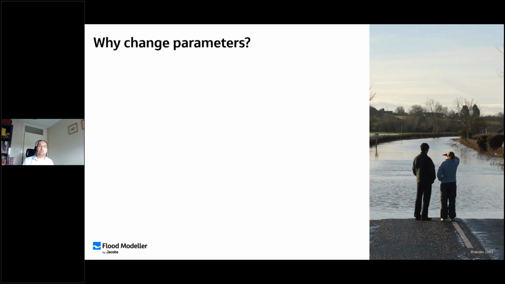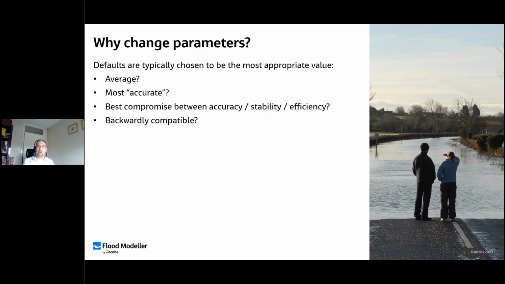And I guess the thing to point out here is that we don't want to fudge a bad model just by changing the parameters. The parameters should be changed in conjunction with schematization of your model. So quite often, reschematization of your model is the answer, but there are occasions where you might want to change parameters as well. The default values are typically chosen to be whatever we deem the most appropriate value to be, whether that's like an average.